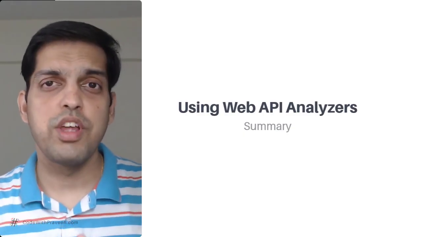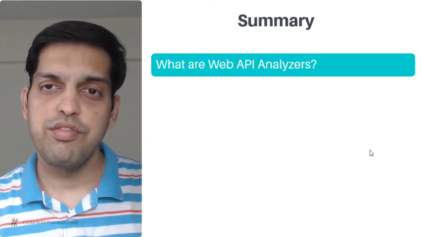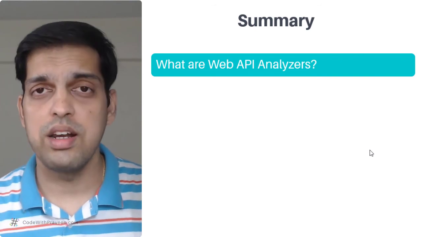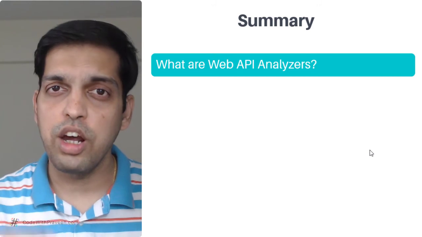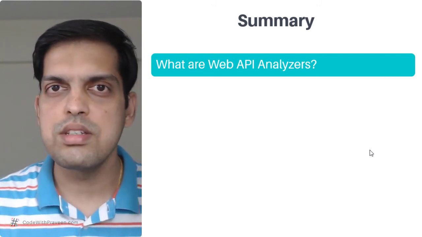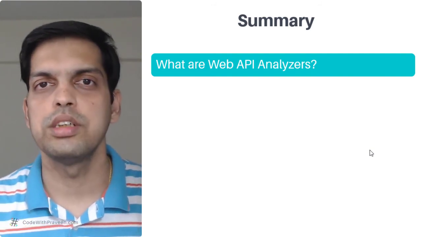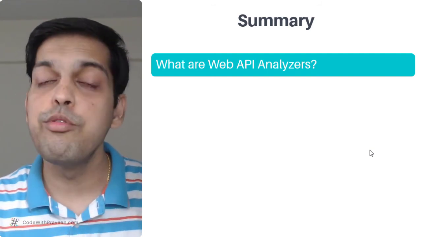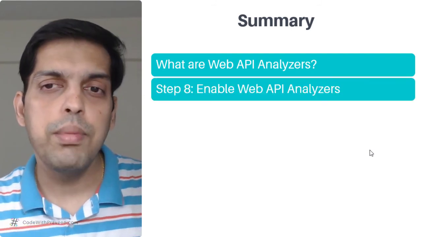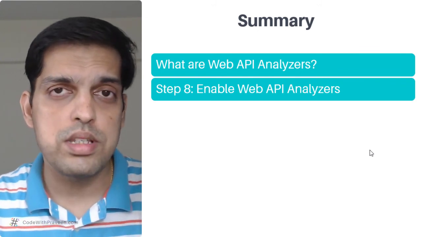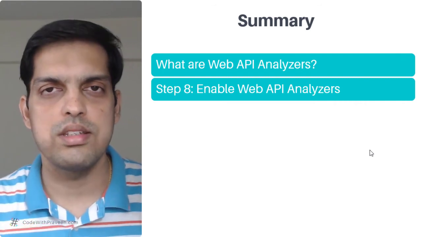Let us summarize some of the key concepts you have learned in this section using Web API analyzers. In the first lesson, you had learned what these Web API analyzers are. These are basically included so that they can monitor all the API controllers and specifically the action methods and document the list of response codes that have not been added to the documentation. So this is going to be extremely helpful for you to enhance your documentation. In step 8, you went ahead and enabled the Web API analyzers for your cms.webapi project using one of the settings called include OpenAPI analyzers.